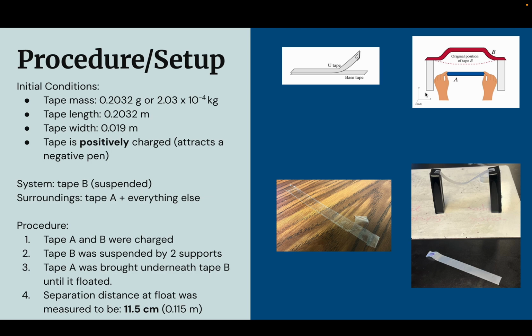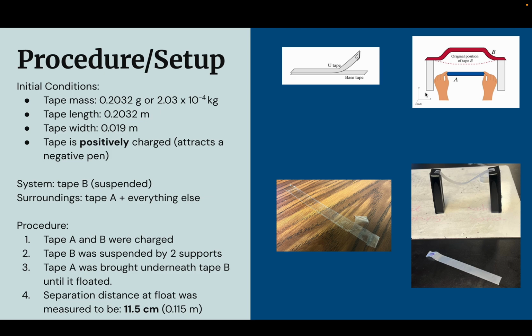The initial conditions of this lab were that the tape mass was found to weigh 0.2 grams, while the tape length was 0.2 meters, and the tape width was about 0.02 meters. We also found that the tape was positively charged because it was attracted to negative items. The system is tape B, while the surroundings are tape A and everything else.